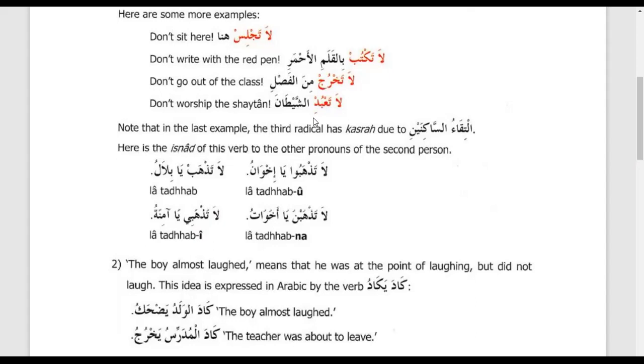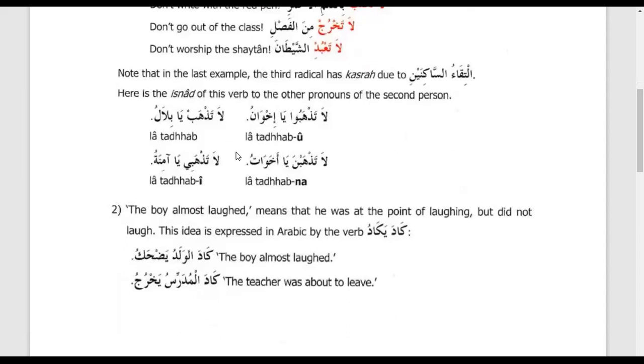And this is basically called iltiqa sakinain, yani the meeting of two sakin letters. One is dal is sakin and al is also sakin. So it's not possible to read two sakinain, it's not possible. So that's why one of them has to be mutaharrik. So that's why the first one becomes active, and then we put kasra over there, and it becomes la ta'budish shaytan, don't worship the shaytan.